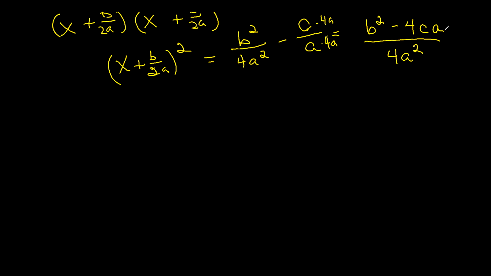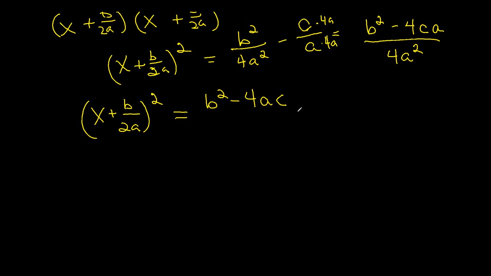Okay, so after that, this is where we're at. I'm going to rewrite it. X plus b over 2a, that's squared, and this is going to equal b squared minus 4ac, and that's going to be all over 4a squared. Starting to take shape, starting to look like the quadratic formula.